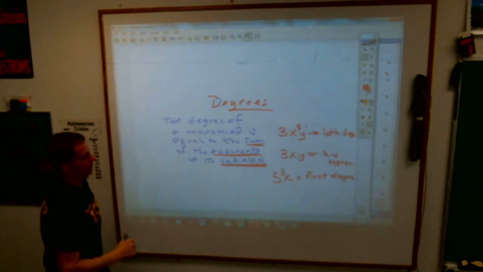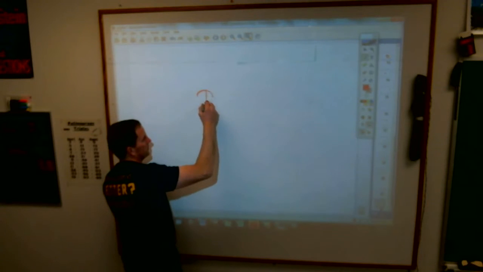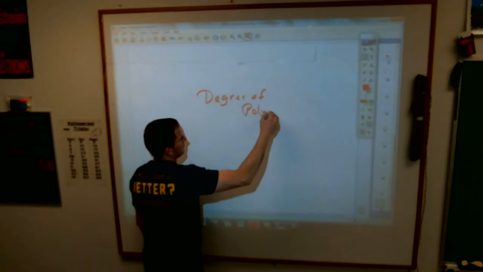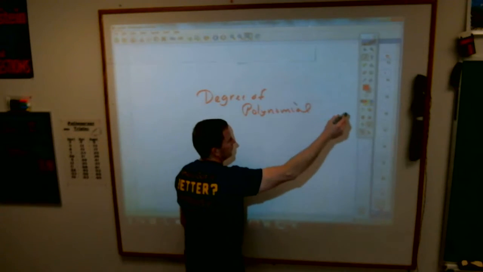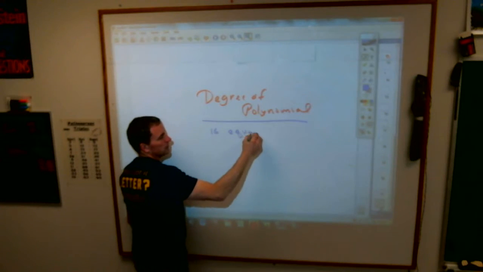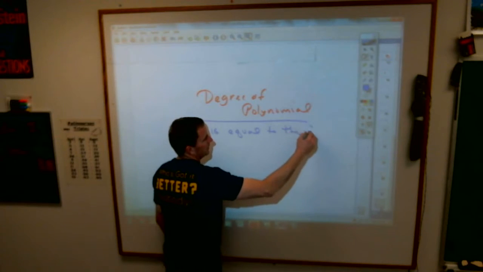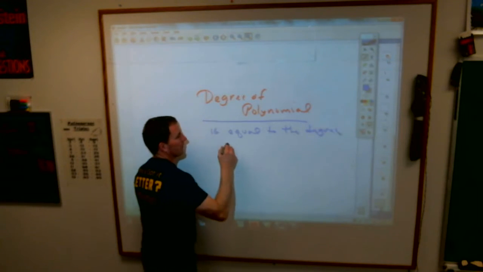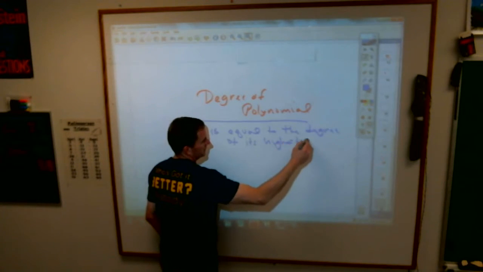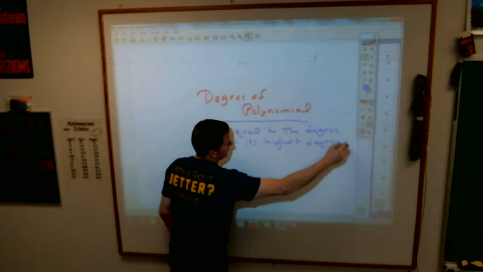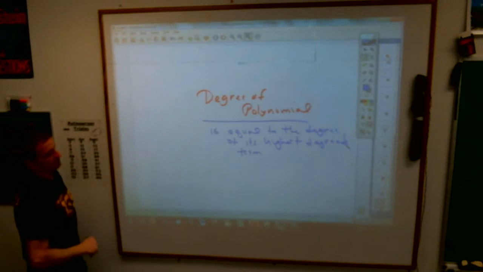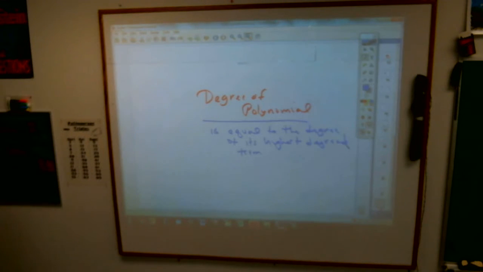Got it? Now, we have to go on because the degree of a polynomial is equal to the degree of its highest degreed term, which makes no sense to you. That's why we do examples. It's always good to have the words so you can sound intelligent.